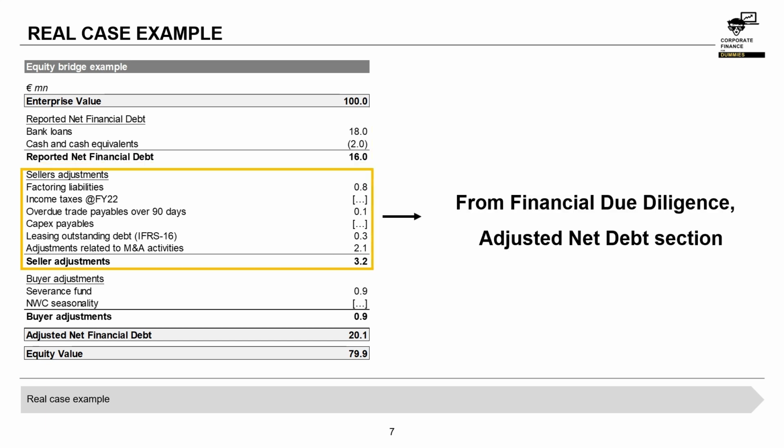The second element are the adjustments that emerge from the financial due diligence and discussion with the management or the sellers. Here the goal is to define all the elements that could represent additional financial obligations requiring cash outs in the future. To make a comparison, imagine you are buying a new house.